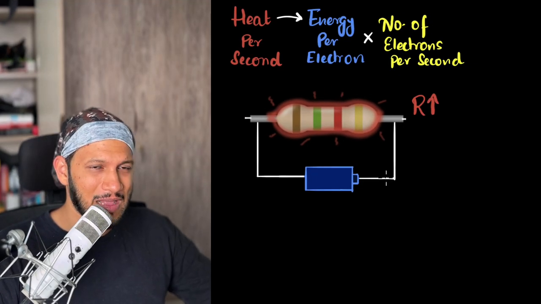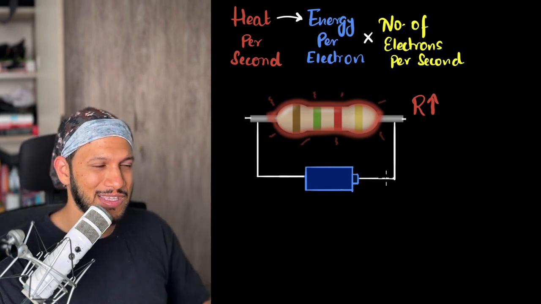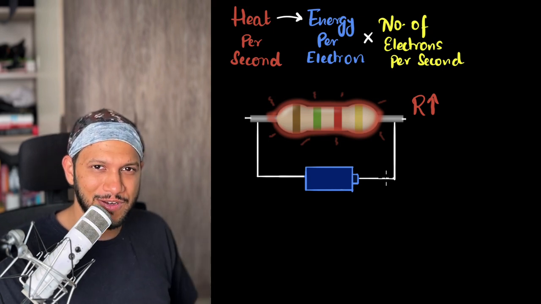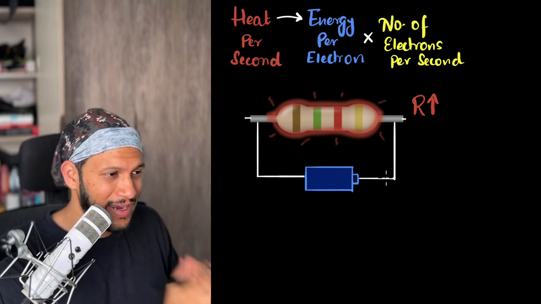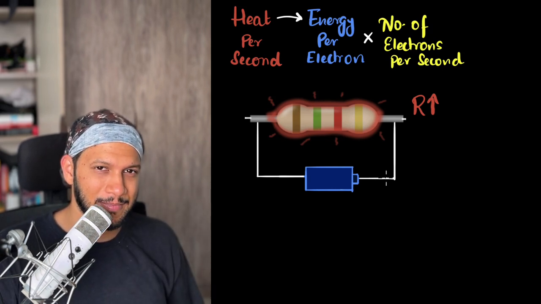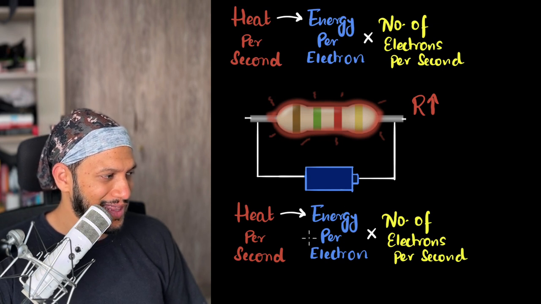Just from this, I want you to pause the video and think about what's going to happen to the heat generated per second in this circuit. Don't use any formula, just use the intuition that we've generated. It's fine if you don't get it right. The idea is to have some explanation for what you think is going to happen.